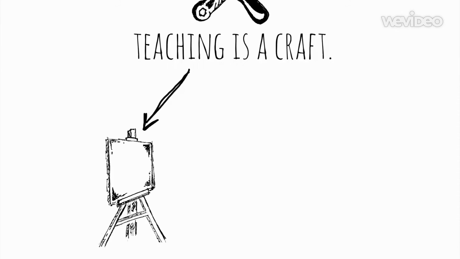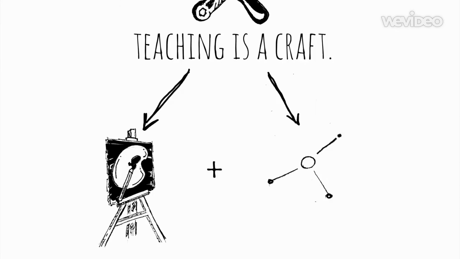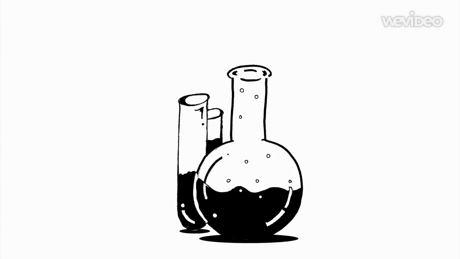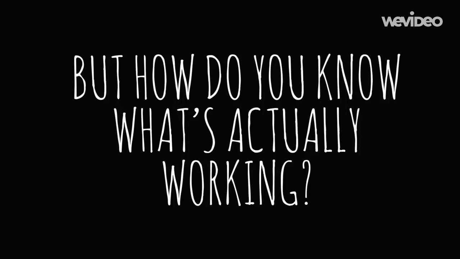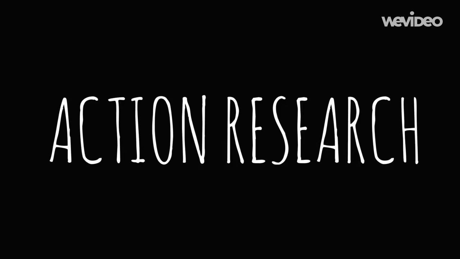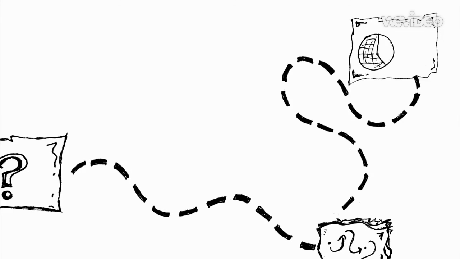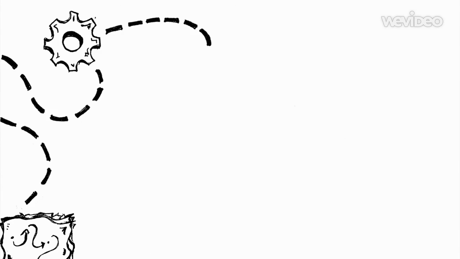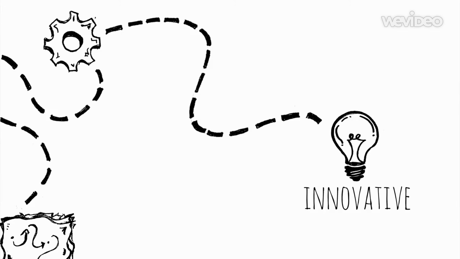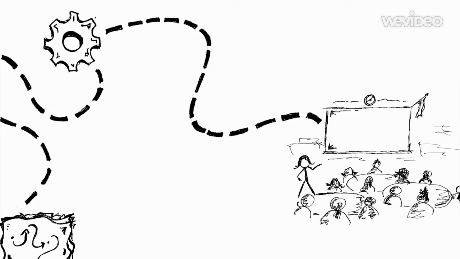Teaching is a craft. It's both an art and a science, which is why great teachers always experiment and make tons of mistakes. But how do you know what's actually working? Well, one option is action research. Here you can identify a question, test out a strategy, gather data, and determine if it works. The end result is something dynamic, innovative, and tied directly to your classroom.